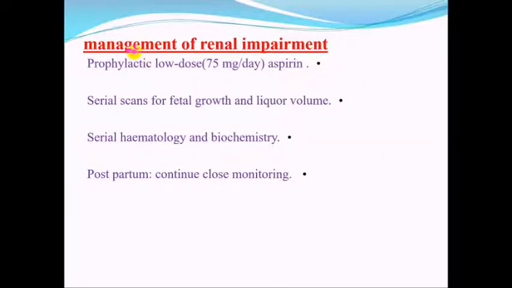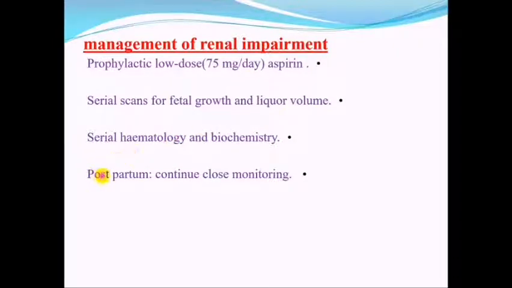Also, there is an indication for the use of prophylactic low dose aspirin, 75 milligram per day, which is very important to decrease the risk of preeclampsia. The patient should also be kept on serial ultrasound scans for fetal growth and liquor volume to exclude evidence of intrauterine growth restriction in these females. And we also have to have serial hematology and biochemistry for proper assessment of the patient and the renal function, for early detection of any deterioration in the renal function.